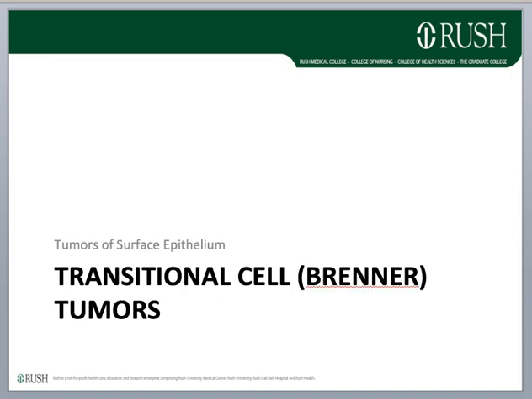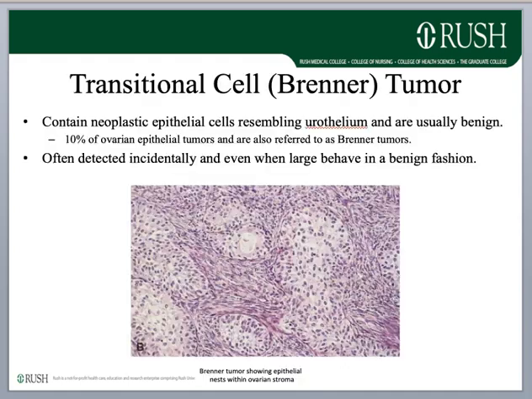The final category of surface epithelial ovarian tumors are transitional cell or Brenner tumors. These contain neoplastic epithelial cells resembling urothelium and are usually benign. They comprise about 10% of ovarian epithelial tumors. Transitional cell carcinomas of the ovary are very uncommon.